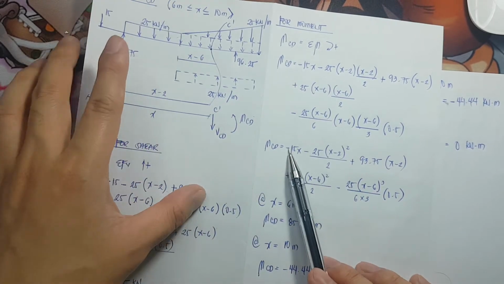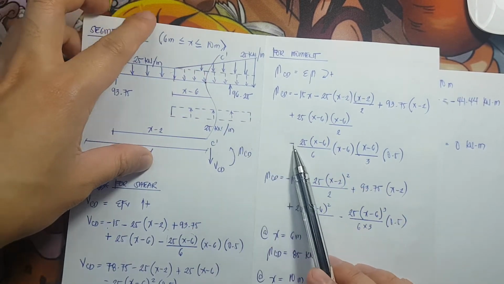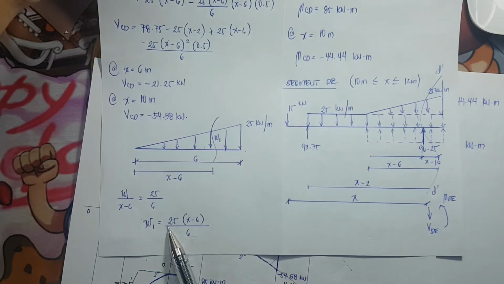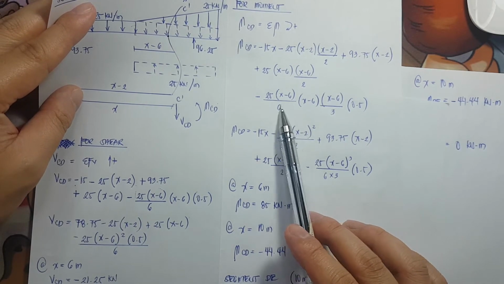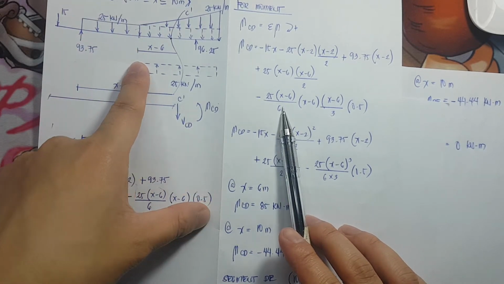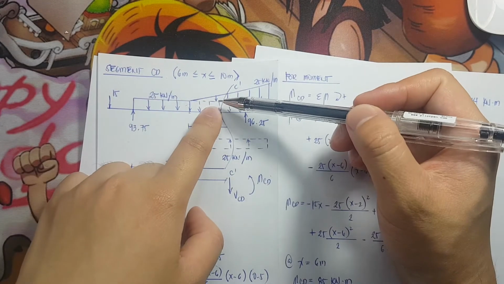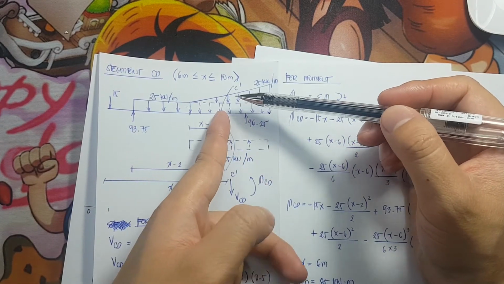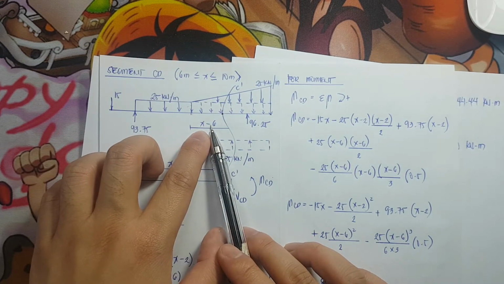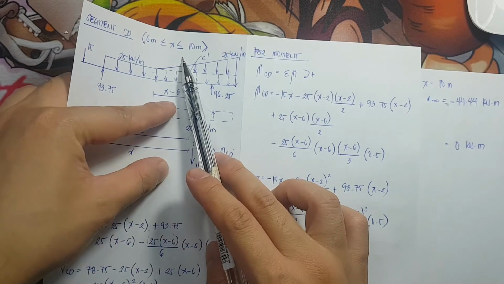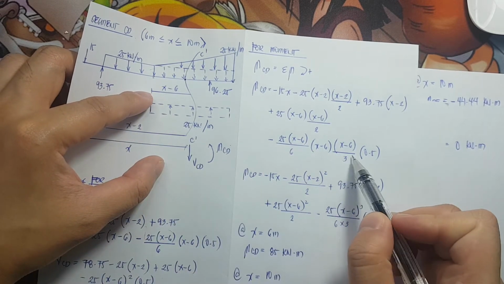And lastly, we have the uniformly varying load. So we have the W, it is rotating counterclockwise, therefore it is negative. W, what is W? 25 X minus 6 over 6. So we have 25 times X minus 6 over 6. Now, what is the span? The span is X minus 6. Now, for the lever arm, we know that it is 1/3 from the base. And take note, the base is located here. Therefore, the distance is just 1/3 of X minus 6. So the location of the resultant is X minus 6, that is the span, over 3 since it is 1/3.